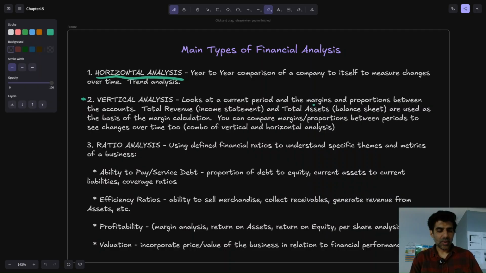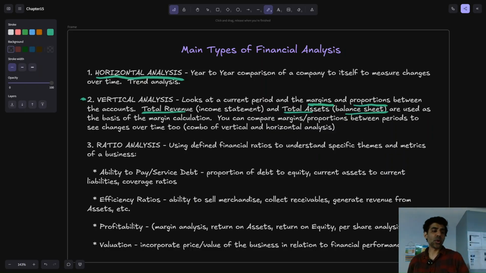It's going to be largely focused on margins, the proportion of different accounts, how things are divided up in the income statement and balance sheet. Typically, those are the two main financial statements we'll most commonly look at for vertical analysis. You'll have some kind of basis, and usually for the income statement it's total revenue, and for the balance sheet it's total assets. You compare all the other accounts against that basis.